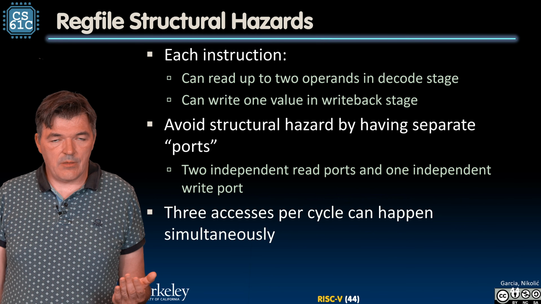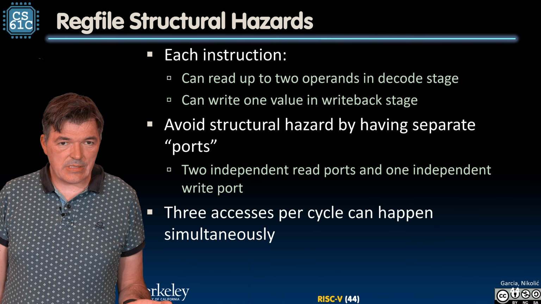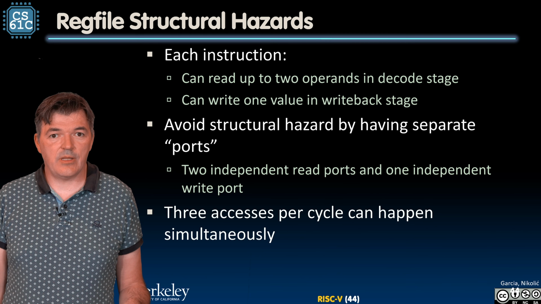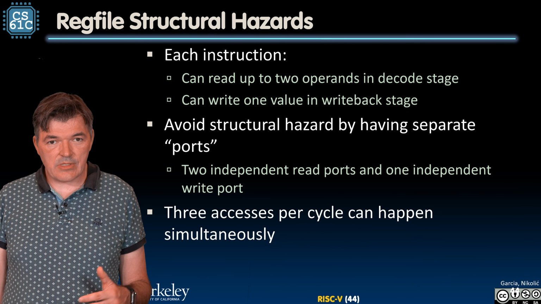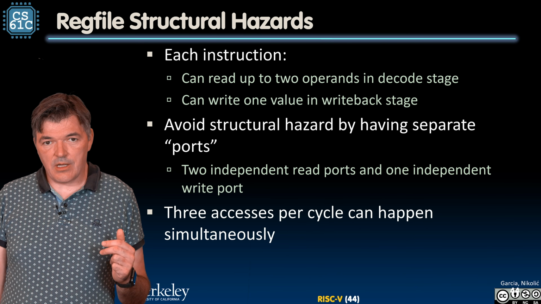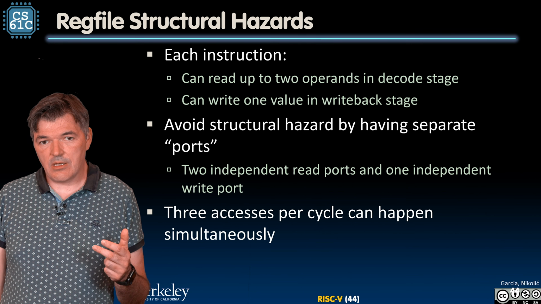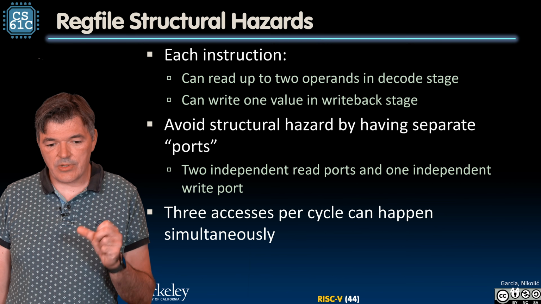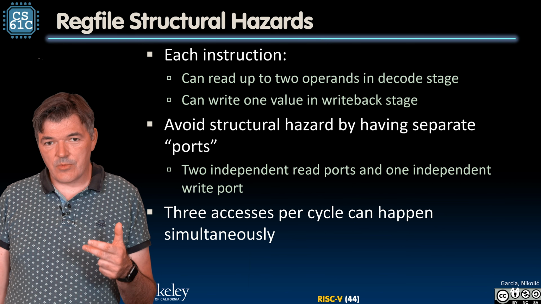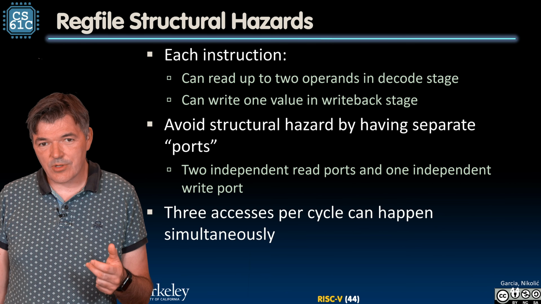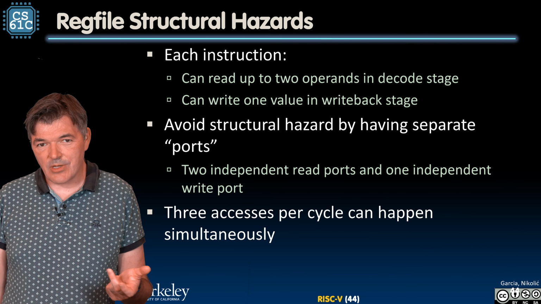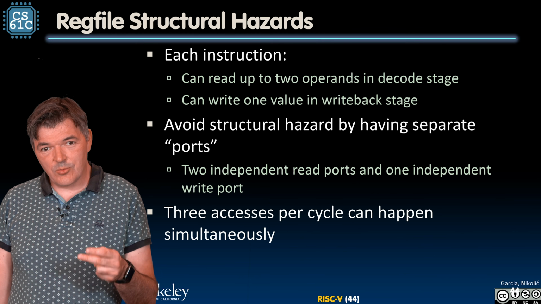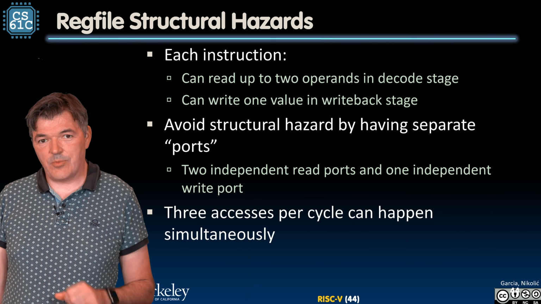So let's take a look at a fairly straightforward structural hazard that can exist because of the register file. In the RISC-V ISA, our instructions can access the register file 3 times. There are 2 operands to be read and 1 to be written. So our register file has to be able to support that. Otherwise, we would have a shortage of resources. So our register file is designed to have 2 read ports and a write port.